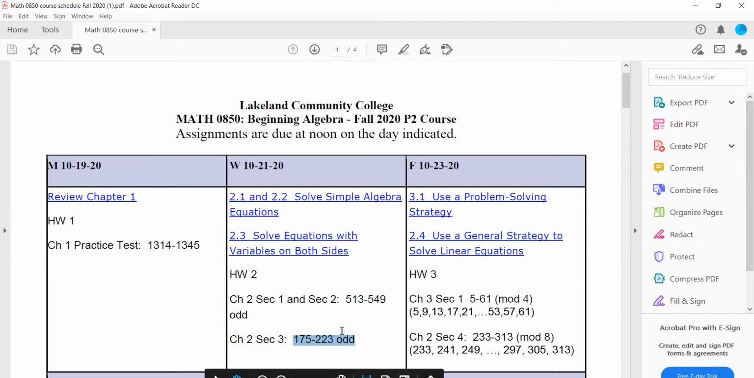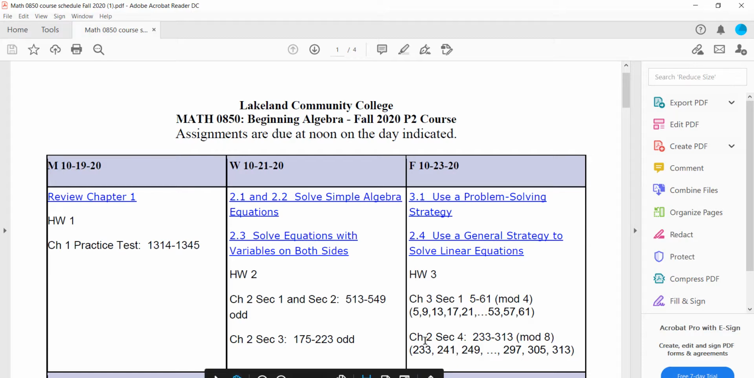Again, mostly odd problems. You notice when I get to homework number 3 and I start having you take on these new sections, I say chapter 3, section 1, 5 to 61 mod 4. So I said start with problem 5, then do problem 9, which is 4 more, then do problem 13. Because doing the odds, to me, that'd be too many problems. You don't need that many.